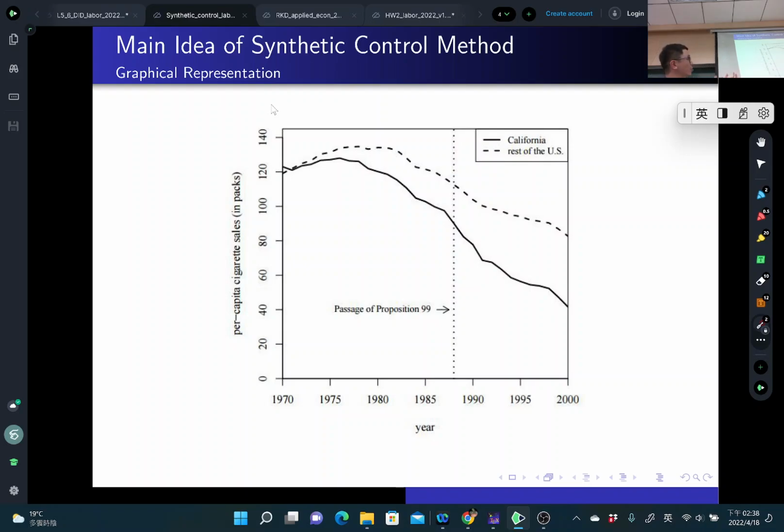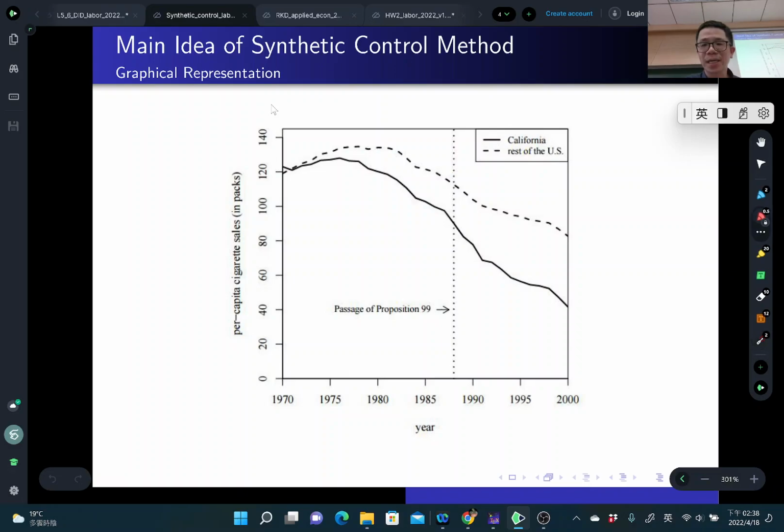So in that case, maybe you want to use difference-in-differences. So the treatment group is California, and the control group is the rest of US, that is other states in US. But if you do that, you might find there's no common trend. So the solid line is California cigarette consumption, and the dashed line is the simple average of all the rest of US. Okay. And you can see these two groups, their trend is very different.